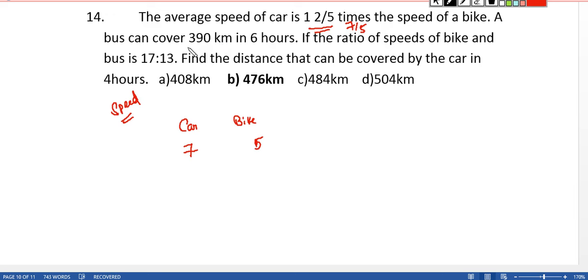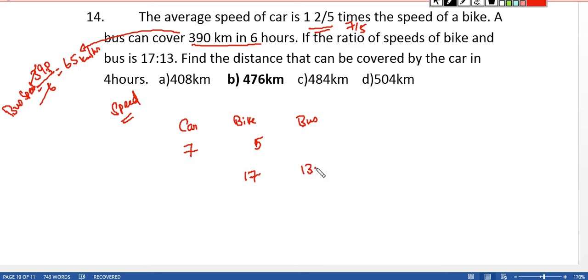A bus can cover 390 km in 6 hours. What does that mean? That is the speed of the bus, which is 390 by 6, which is 65 km per hour. Bus speed equals 65 km per hour. The ratio of speeds of bike and bus is 17:13. So the bike travels at 17x speed and the bus at 13x speed. I'll just remove x. But we already know that the bus's speed is 65 km per hour.